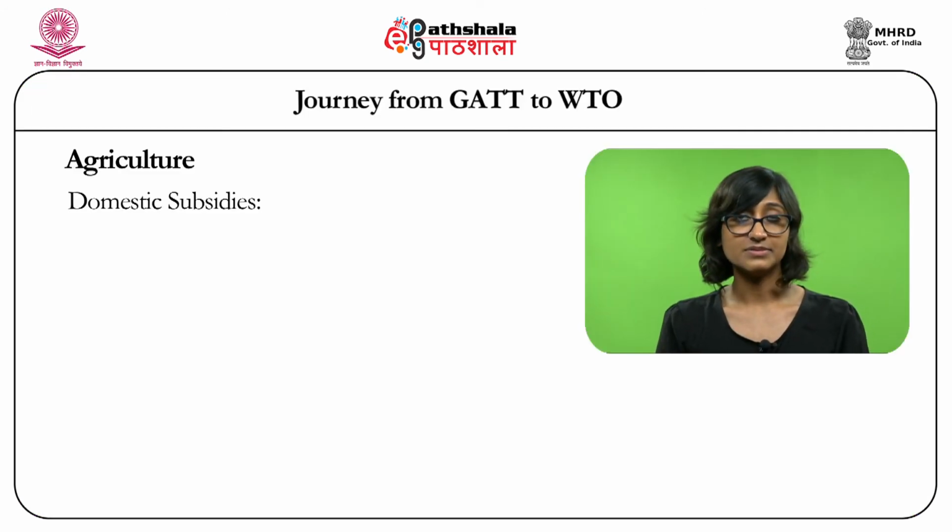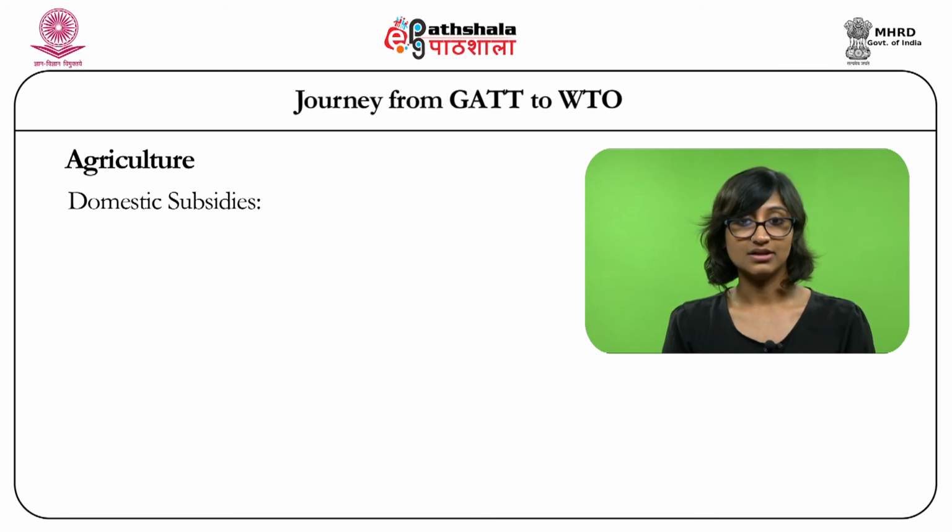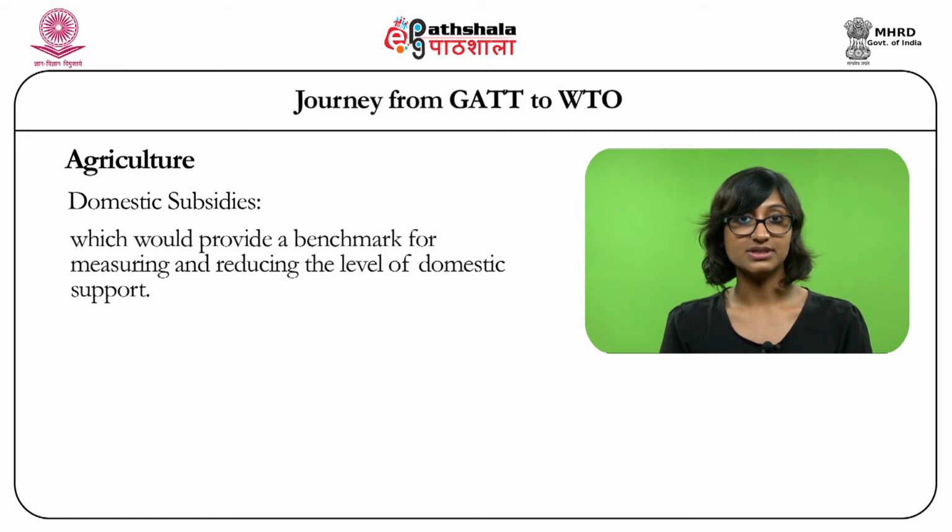export subsidies. With regard to domestic subsidies, it must be noted that in the 1970s and 80s, there was an escalation of agricultural subsidies by the developed countries which caused disruptions in the international trading regime. Therefore, the first plan of action was to reduce domestic subsidies. This reform targeted measures targeting farmers which had discernible trade effects like direct or indirect income transfers that affected prices or production decisions. One of the proposals was relating to the calculation of an aggregate measure of support, or AMS, which would provide a benchmark for measuring and reducing the level of domestic support.